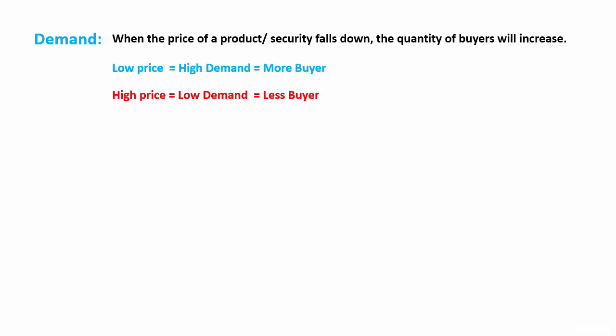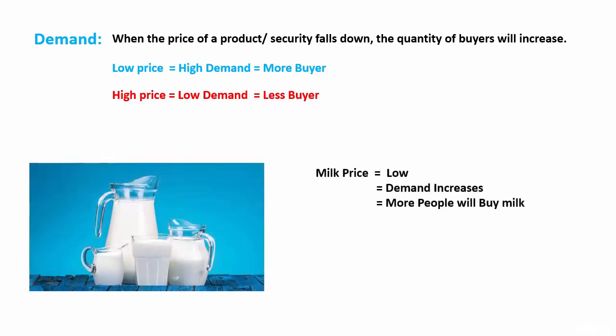For example, if the price of milk becomes low or cheap, then the demand for milk will increase, for which more buyers would be willing to buy milk. On the other hand, if the price of milk becomes high or expensive, then the demand for milk will decrease, for which a smaller number of buyers would be willing to buy that milk.